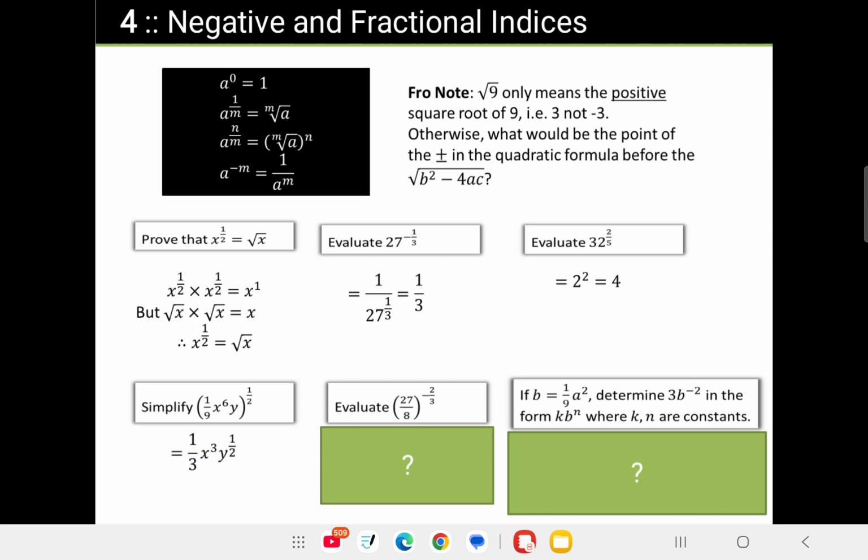Okay, so the next is, evaluate 27 over 8 whole power minus 2 over 3. Since the power is negative, if you flip the fraction, the negative power turns into positive power, so it will be 8 over 27 whole power 2 over 3. Now this 3 shows it's a cube root. So the cube root of 8 is 2, and the cube root of 27 is 3, and the whole power 2. So 2 power 2 is 4, and 3 power 2 is 9, so 4 over 9 should be the answer in this case.